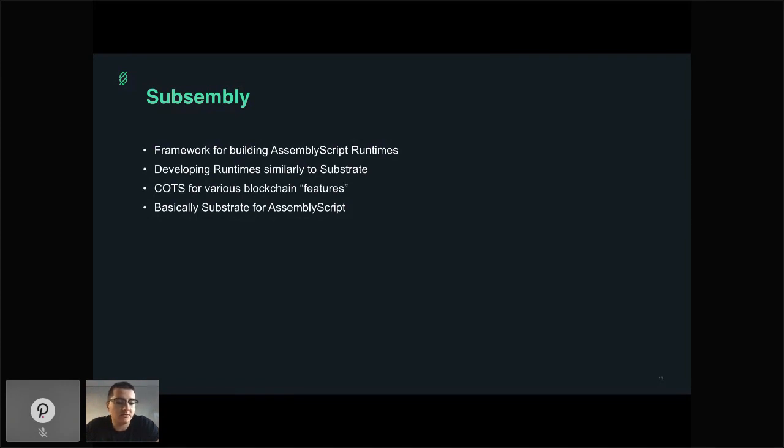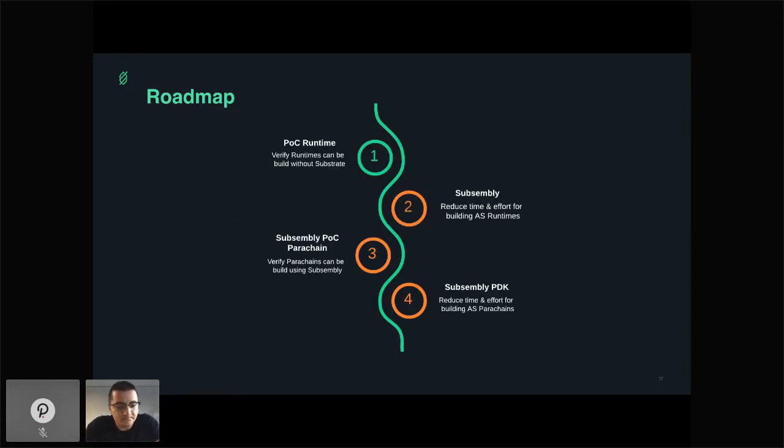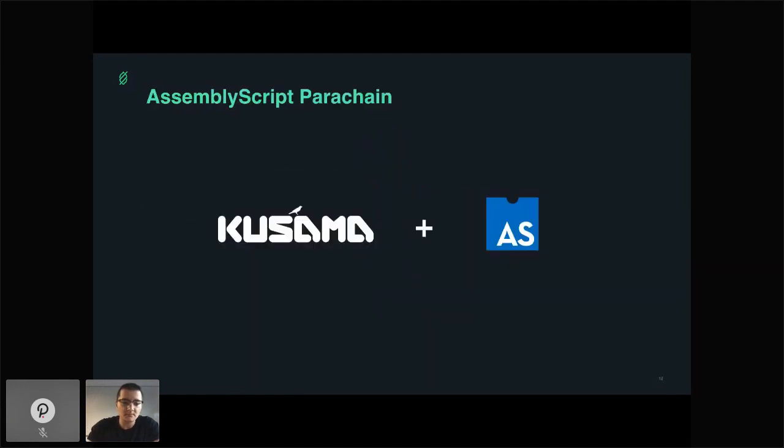Obviously, we are still at the early steps of the framework, and we're currently working with the Web3 Foundation to make sure this will happen and get their support as well. The next step in the roadmap, as you can see, is that we would like to verify that we will be able to build parachains and run AssemblyScript parachains using Subassembly.